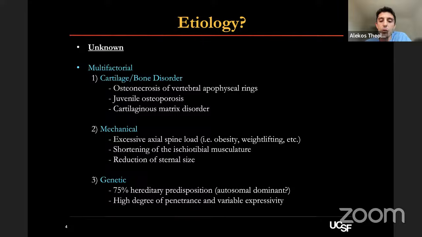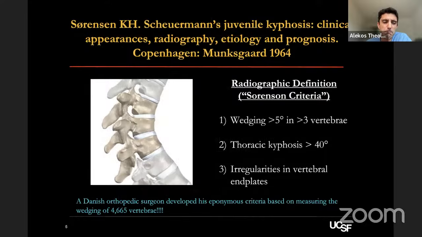Excessive axial spine loading commonly occurs in overweight individuals. Whether weightlifting has any influence on it, unclear. Reduction of the sternal size, a shortening of the ischiotibial musculature. There clearly is a genetic component to this, proposed to be autosomal dominant. Nearly 75% have some form of hereditary disposition. There's a high degree of penetrance and variable expressivity.